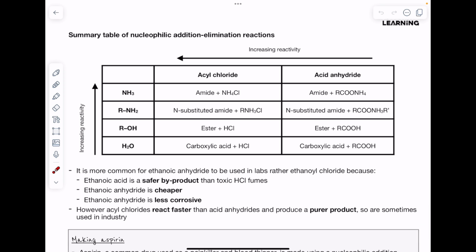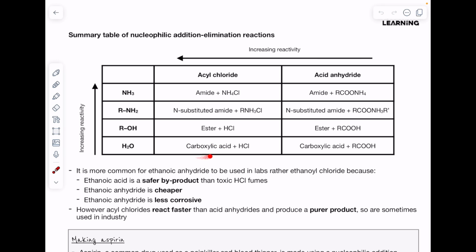So here we are with a summary table. We can see our various nucleophiles, ammonia, amines, alcohols, and water. Here they are reacting with acyl chloride. These were the examples I drew out from a mechanism point of view. And here are the products that we make.